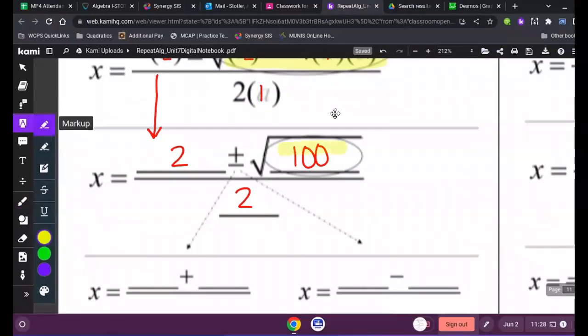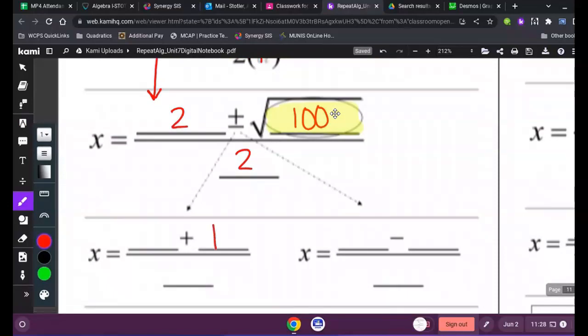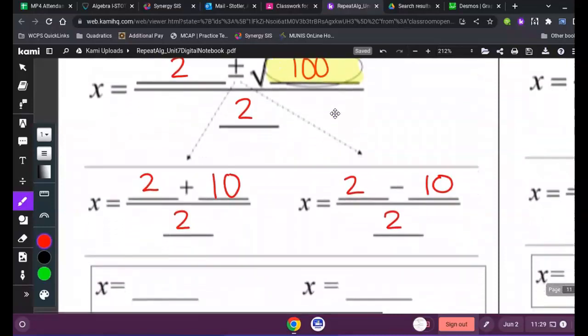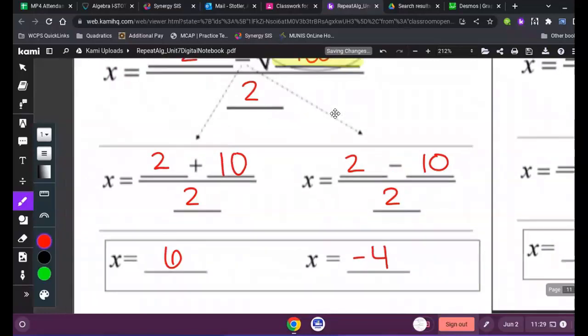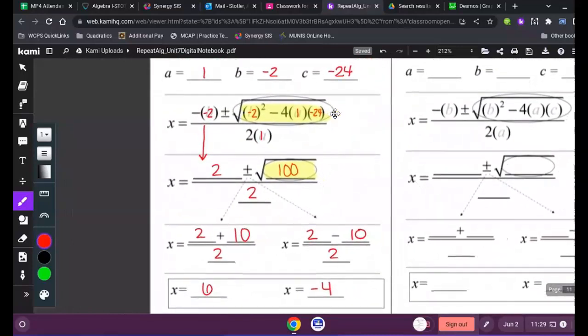And then the square root of 100, we should know that in the top of our heads, that would be 10. So we bring down our 2, and our 10. Now we can use a little bit of mental math to simplify these. 2 plus 10 is 12. 12 divided by 2 is 6. 2 minus 10 is negative 8. Negative 8 divided by 2 is negative 4. So your two solutions for number 3 are 6 and negative 4.